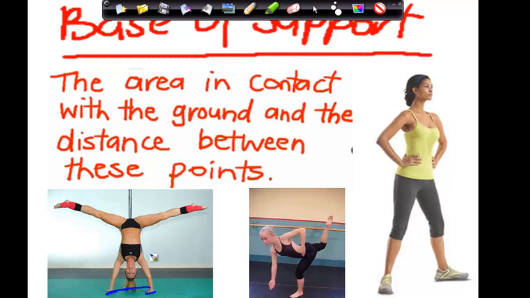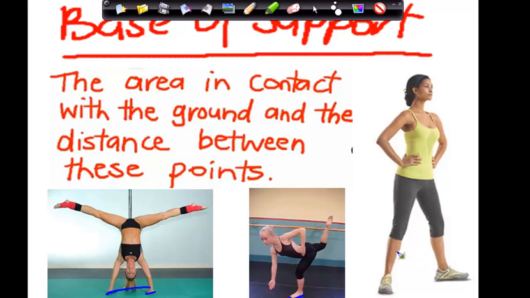Alright, if we were to move on to the next picture, with the lady that is just on 1 foot, we can see that her base of support has only got 1 foot on the ground. So the area that's in contact with the ground is the foot, which is here, and the base of support is between those 2 points. So that is her base of support there.